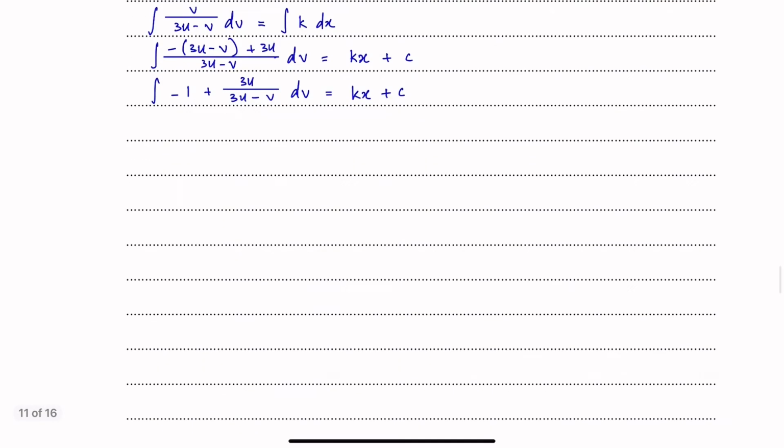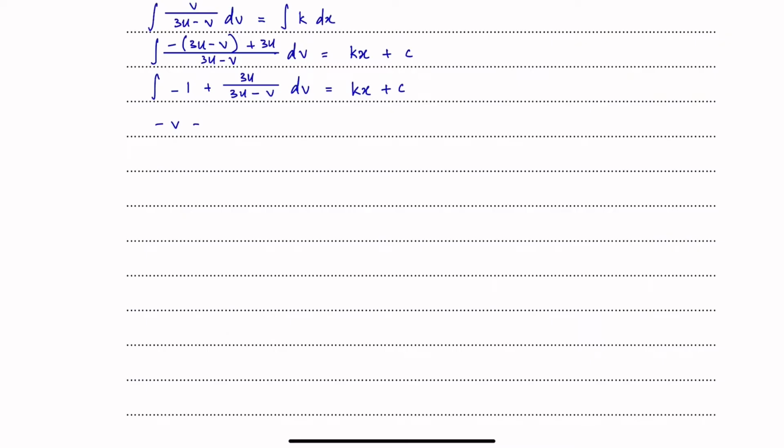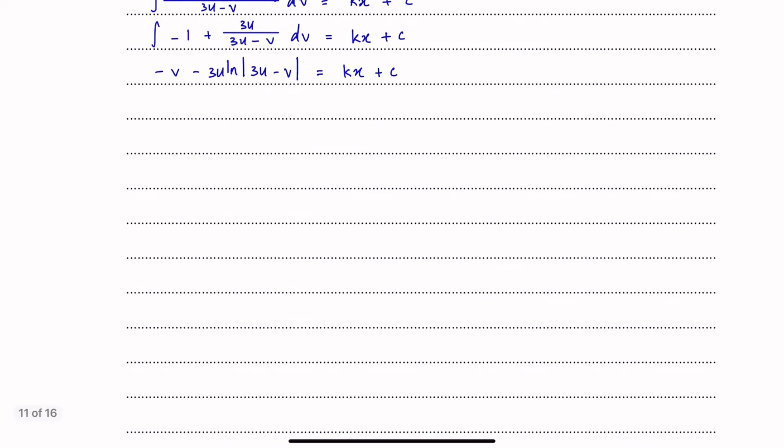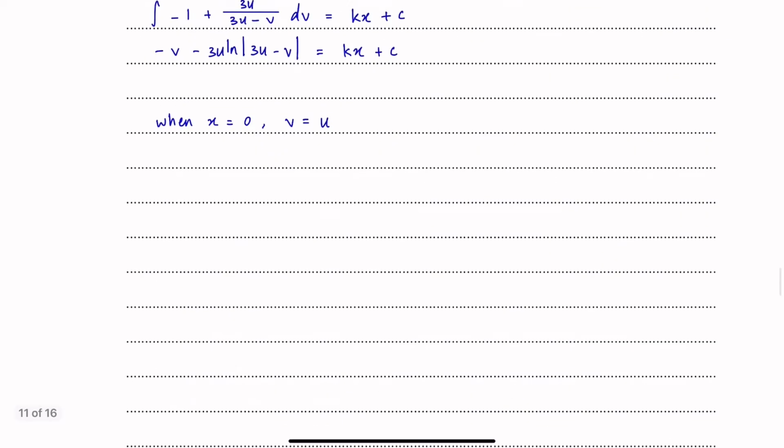And now we can start integrating. So we have negative v minus 3u ln 3u minus v equals kx plus c. So now we need to find the constant c. We know that the initial velocity is u when the particle is at the initial position. So when x equals 0, v equals u. So we have negative u minus 3u ln 3u minus u equal to c. So c would be equal to negative u minus 3u ln 2u.